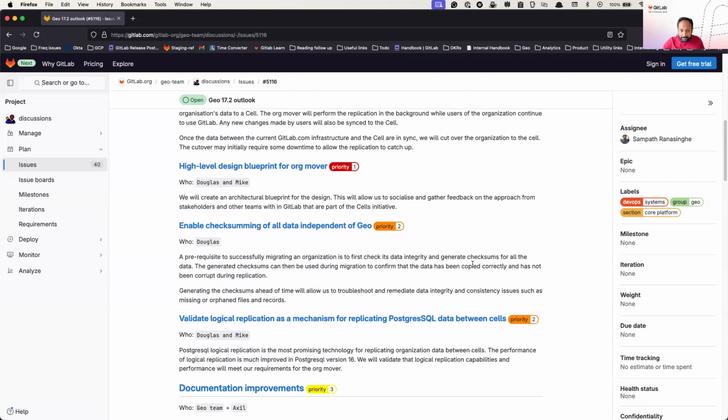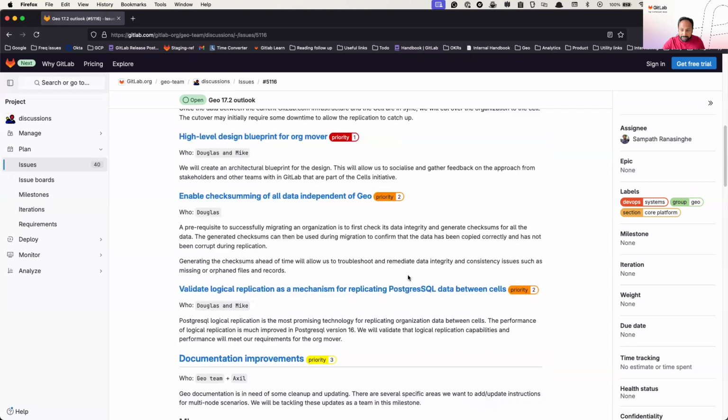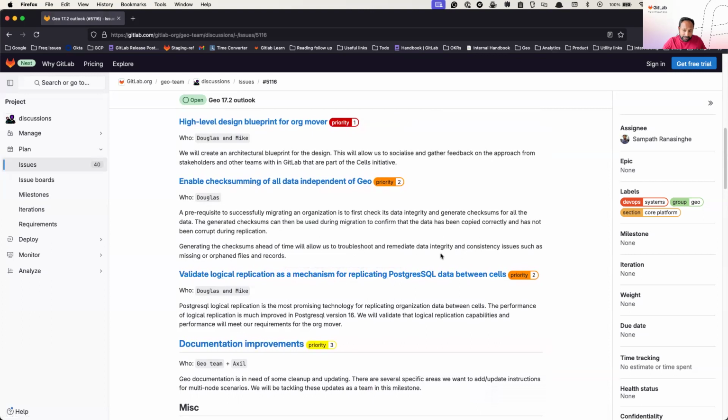So there's a couple of parallel tracks here with regard to the work. First, a high-level design blueprint for Org Mover. Second, enabling checksumming for all data independent of Geo. So again, giving us the opportunity to check the data integrity on Gitlab.com by performing checksums and identifying any problems and getting ahead of them before Org Mover is actually required. This gives us a bit of a runway to address any concerns, and we want to be able to roll this out very soon in a gradual fashion, of course, without overloading .com.